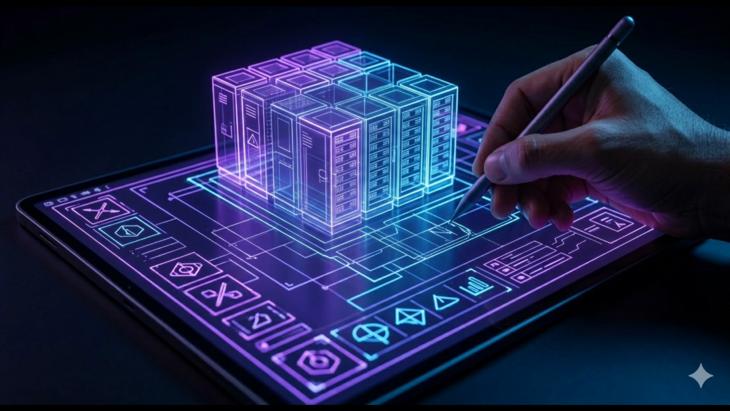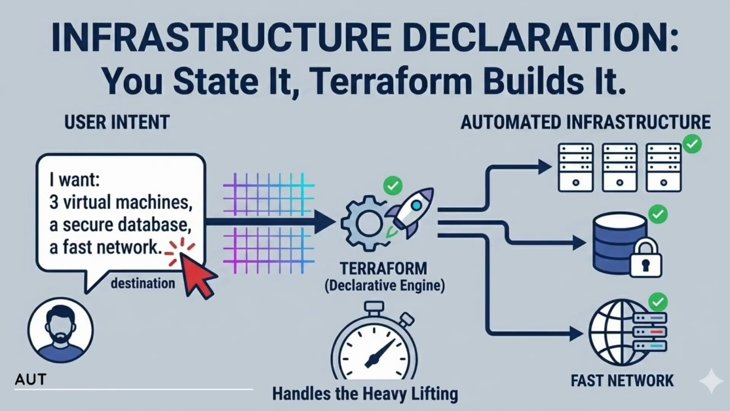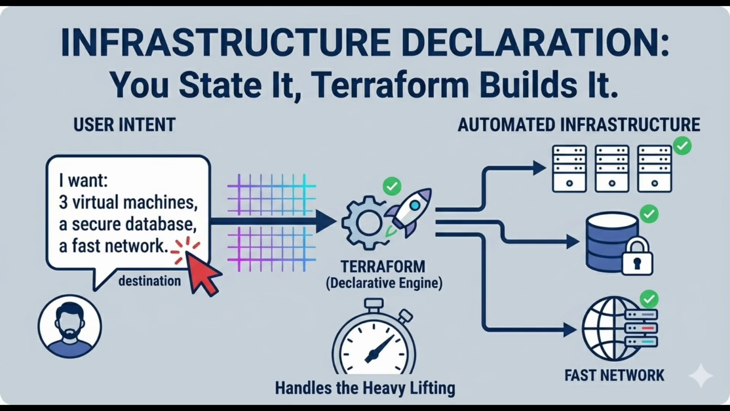Instead of manually hiring construction workers and placing every brick yourself, you just write down the final destination. I want 3 virtual machines, a secure database, and a fast network. You don't tell the cloud how to build it, you just state what you want, and Terraform handles the heavy lifting. It works using 3 simple superpower commands.